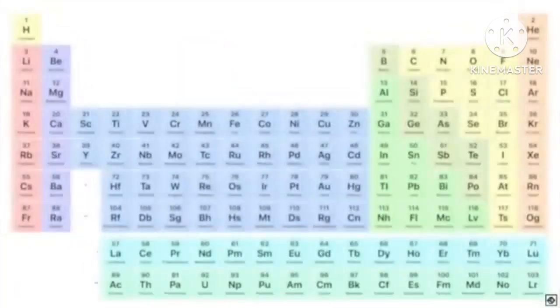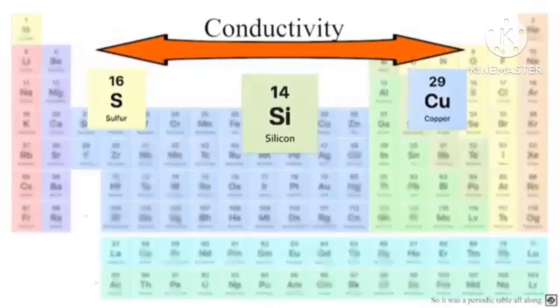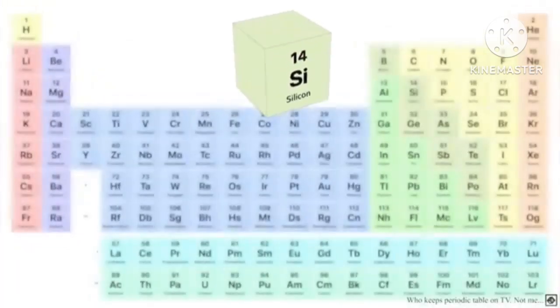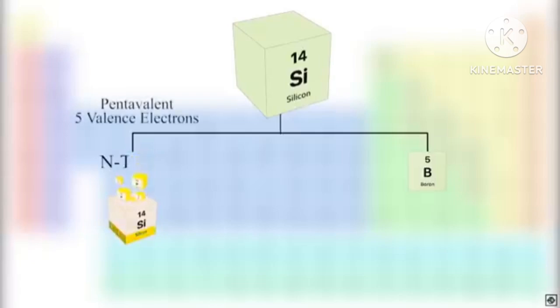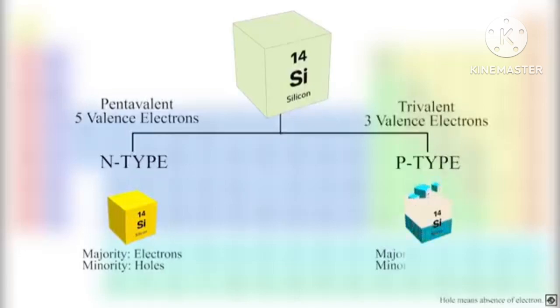A MOSFET is made from a semiconductor material such as silicon. Semiconductors have conductivity between conductors and insulators. Hence, to make a semiconductor a good conductor, we introduce impurities in the pure crystal. There are two types of impurities that are added. If the impurities are pentavalent, then the resulting semiconductor is N-type. In N-type, electrons are the majority charge carriers, and if the impurities are trivalent, then the resulting semiconductor is P-type. In P-type, holes are the majority charge carriers.